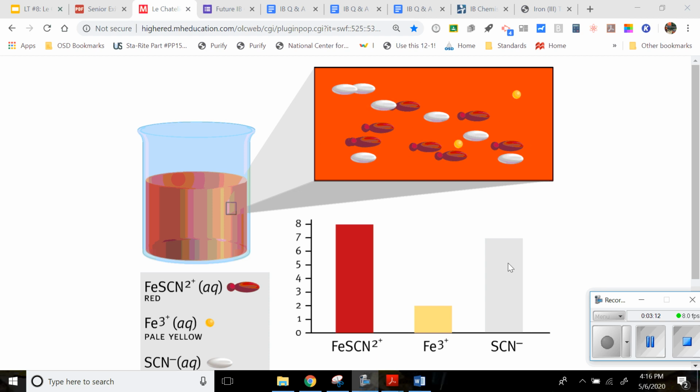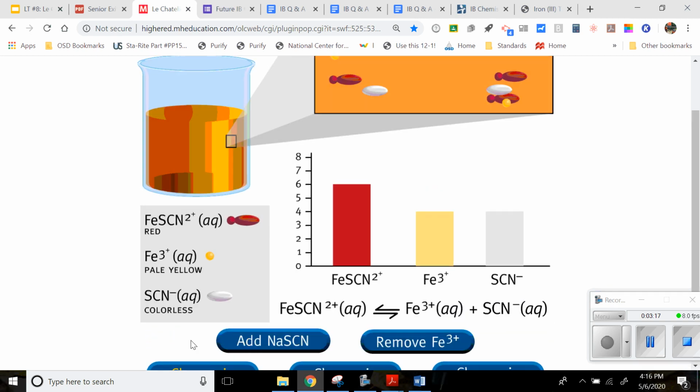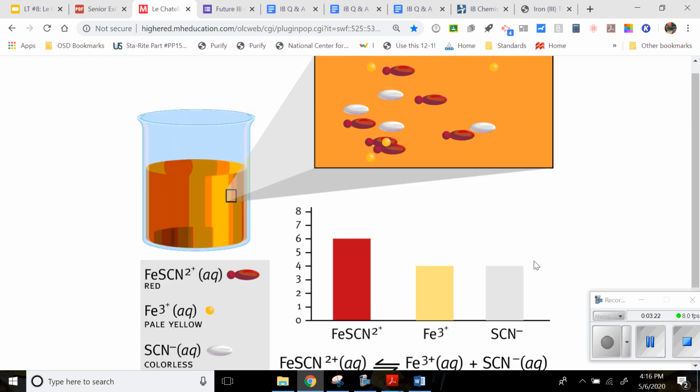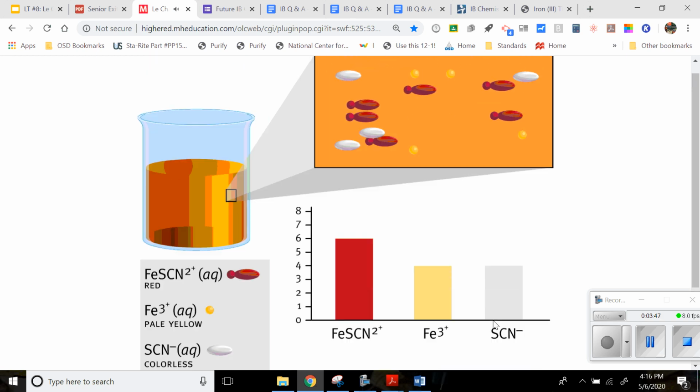Instead of adding something, let's take something away. What we're going to take away is some of the Fe+3. So we're going to remove from the product side of the equation. You might guess that if I remove from the product side, to compensate for the hole created where I lose those Fe+3 ions, equilibrium is going to shift to the right-hand side, the product side, to make up for what I lost. So let's see what happens here.